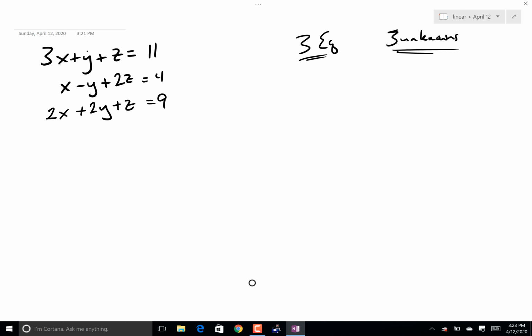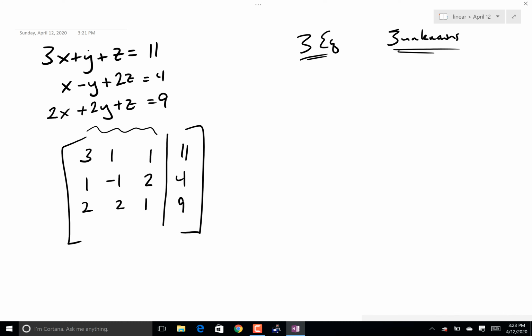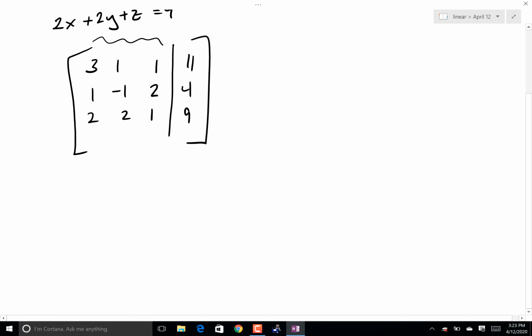Back in the day, you may have solved this a number of ways. What we are going to do is create ourselves a matrix. There's a couple ways to solve this, but we are going to use what is referred to as an augmented matrix, where these are the coefficients, 3, 1, 1, 1, negative 1, 2, and 2, 2, 1. And then over on the other side are our answers. What we're going to do is play elimination. This is what's actually referred to as Gaussian elimination.